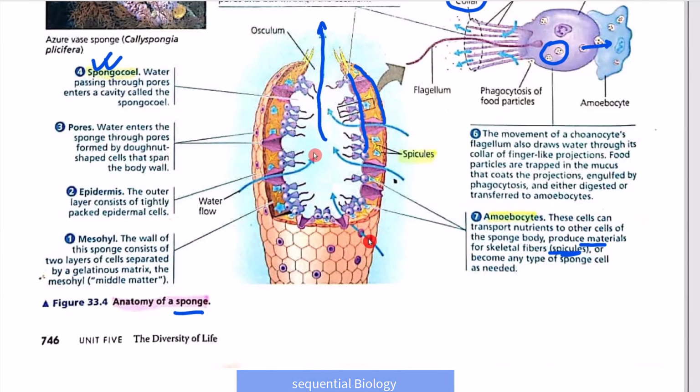Sea water enters through these ostia, and ultimately the sea water comes into a central cavity, which is known as the spongocoel. The presence of the spongocoel is a characteristic feature of this phylum. The water passing through the pores enters the cavity known as the spongocoel.